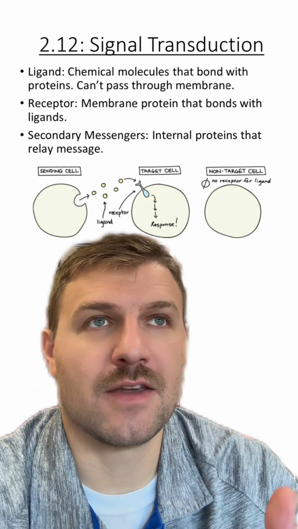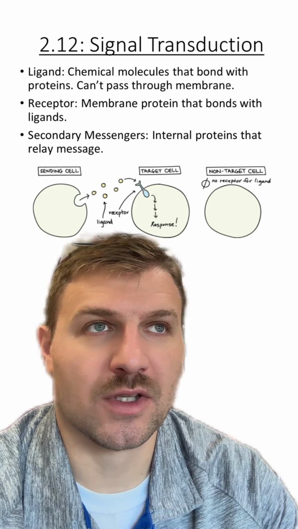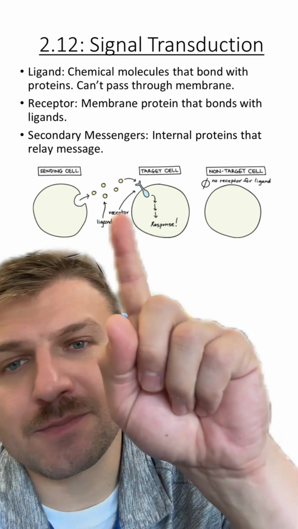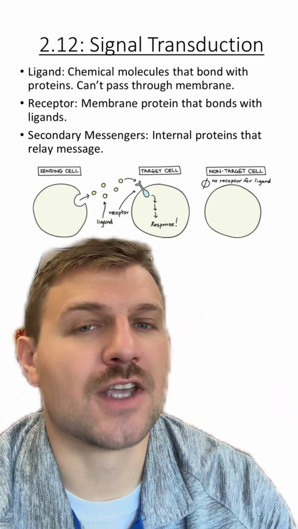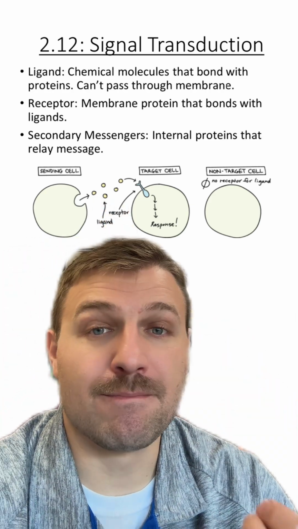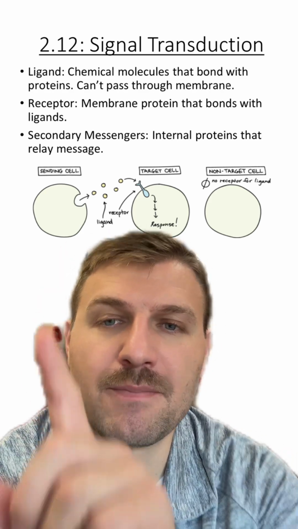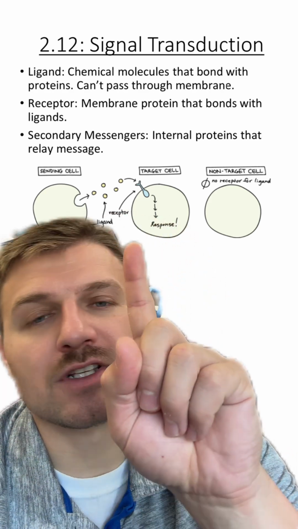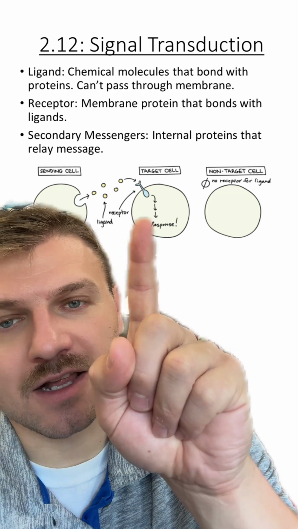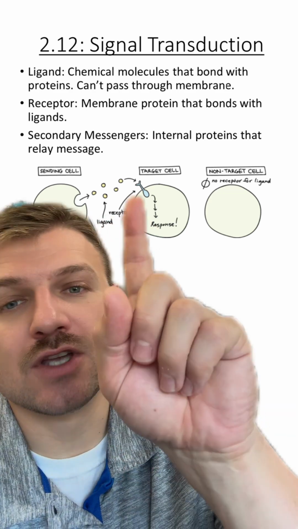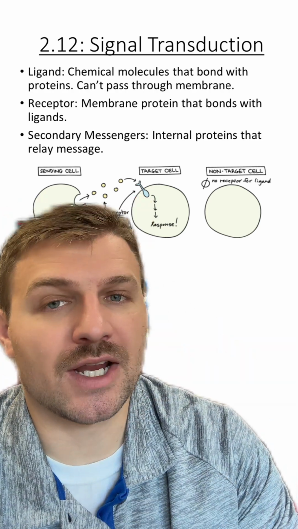There's a couple key vocabulary words we have to know before really jumping into different types of cell communication. First is the ligand. This is going to be a chemical molecule of some sort that is like the messenger of the cell. These ligands are typically going to be secreted by a sending cell, and it's going to be taken up by a target cell. Now, the part of the cell that actually interacts with this ligand is known as a receptor, and these are membrane proteins.